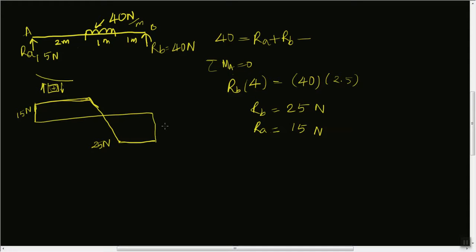Here we got the negative direction. It is due to this RB, our beam is deflecting like this, so the element is subjected to this kind of load. Right face upward is considered to be negative. So this is negative. Sorry, here RB is not 40 newtons, it is 25 newtons.